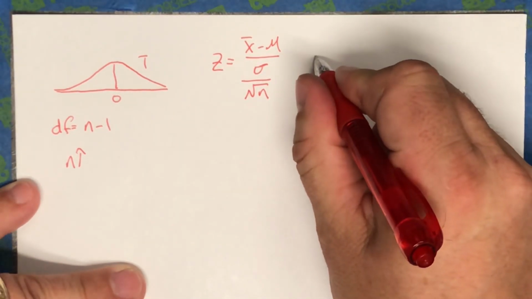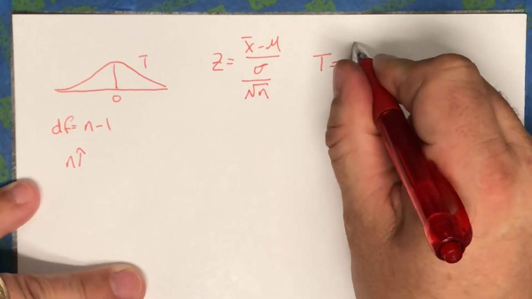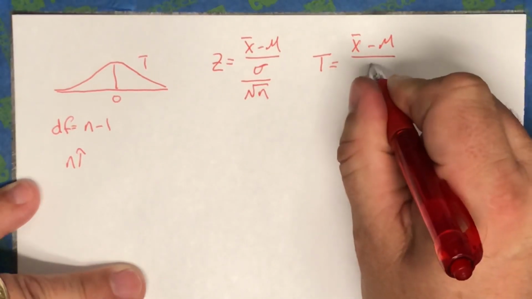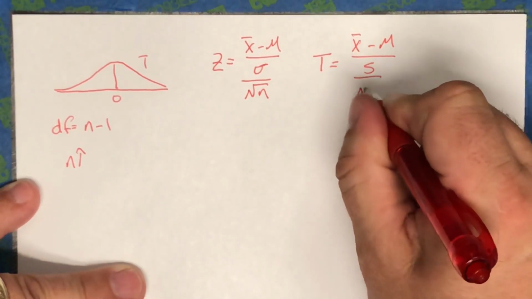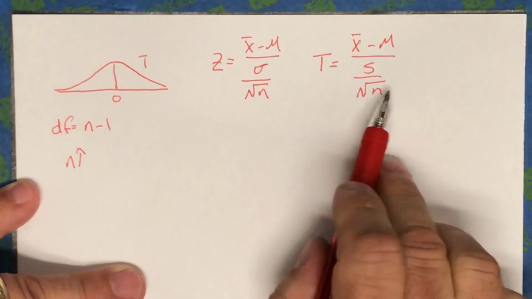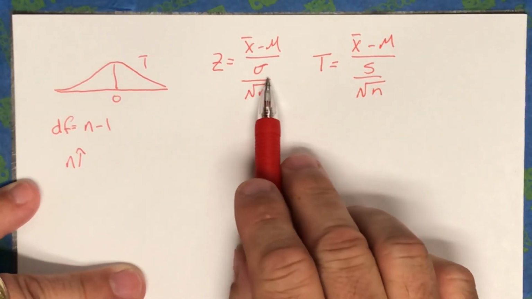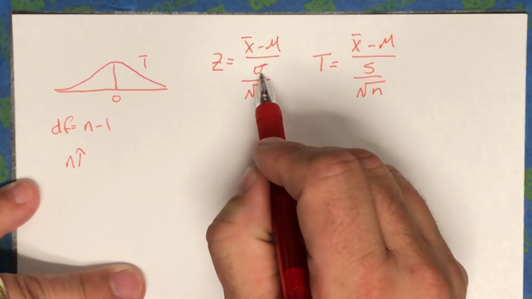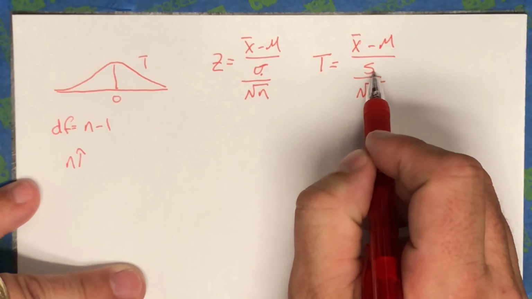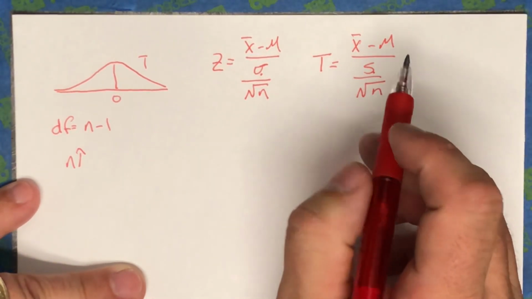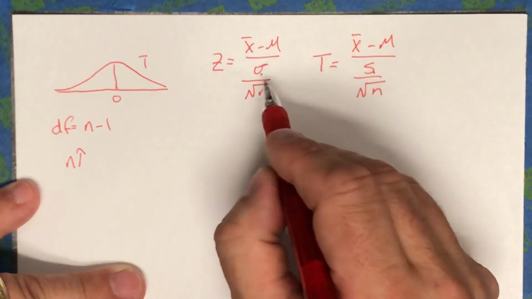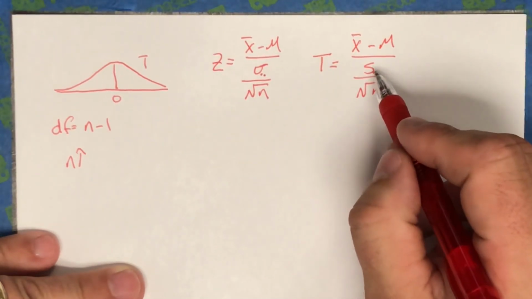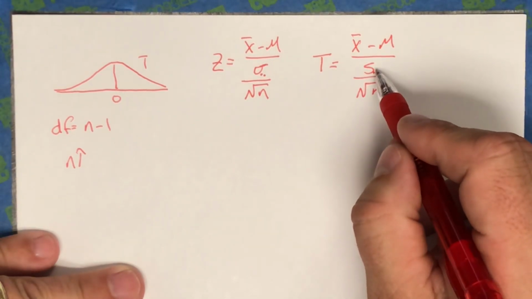The t-distribution looks very, very similar. X bar minus mu over s divided by the square root of n. So when we take a look at these two things, they're almost exactly the same. The only difference is this has the standard deviation of the population and this has the standard deviation of the sample. So we use the t-distribution when we don't know the standard deviation of the population. We use the t-distribution when we only have the standard deviation of the sample.